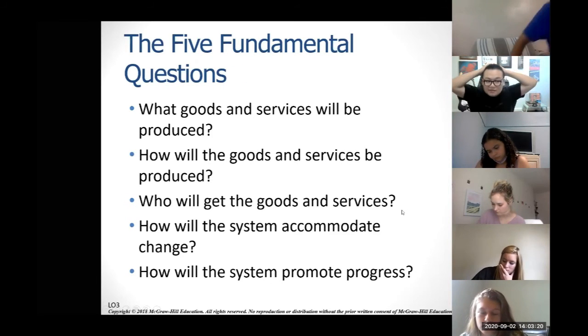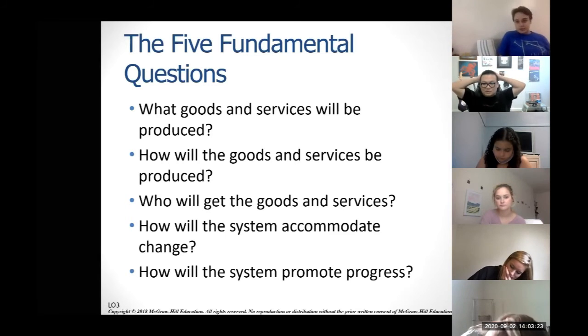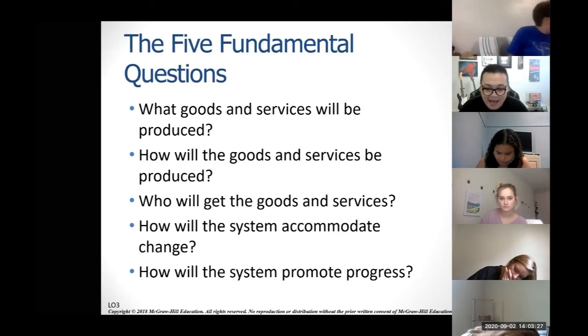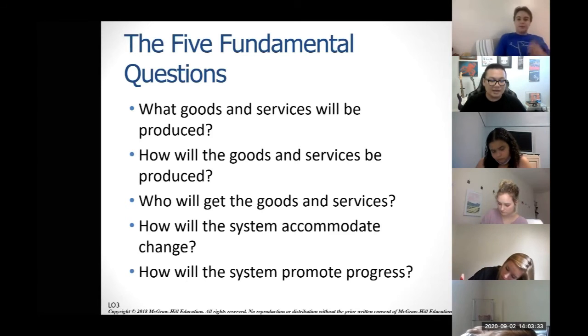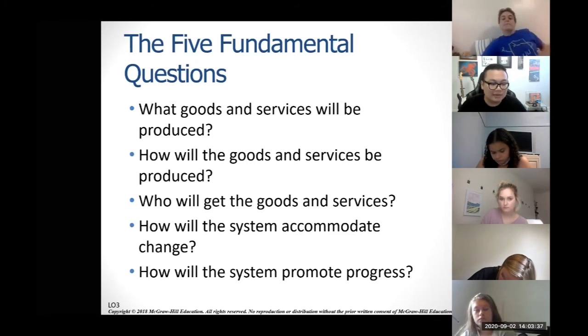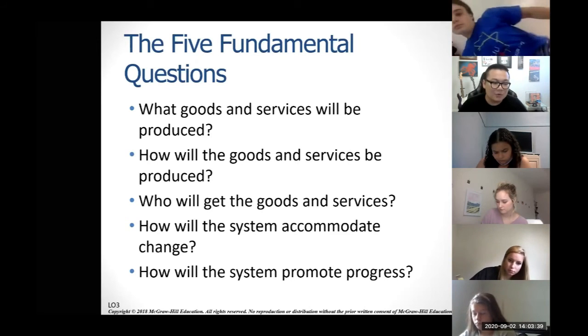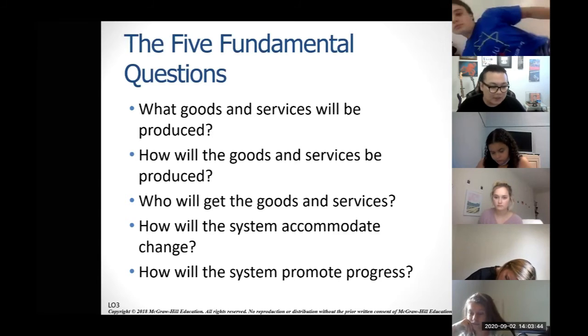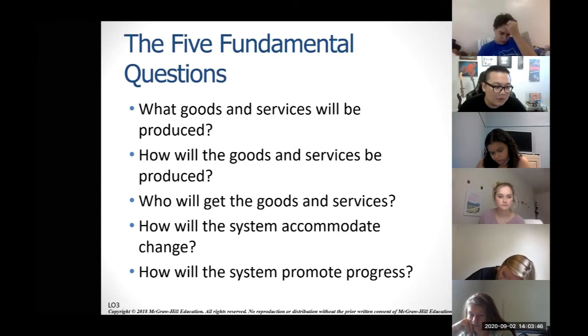So here are the 5 fundamental questions all economics students or business students need to ask when they need to solve economic problems. What products and goods should the company produce? How will the products and goods be produced? Who will get the goods and services? Who will be the consumers, who will be the customers? How will the system accommodate change? And how will the system promote progress?